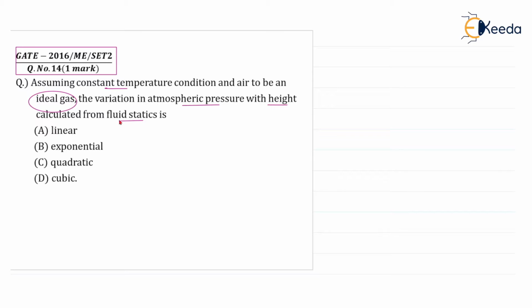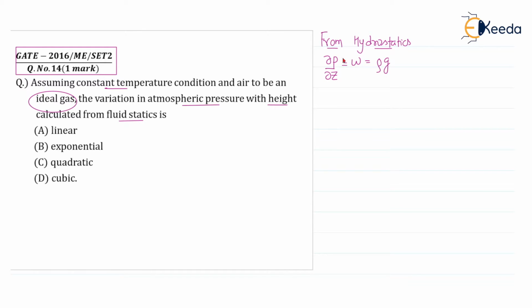So it is given that the calculation is from the fluid statics. So from hydrostatics we know that, what is the hydrostatic law? I am going to write here. From hydrostatics, the rate of change of pressure in a vertically downward direction, let us say Z, must be equal to the specific weight of the fluid at that point, that is W, and specific weight W is your rho g.